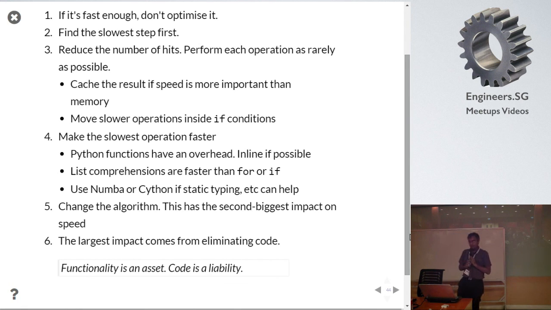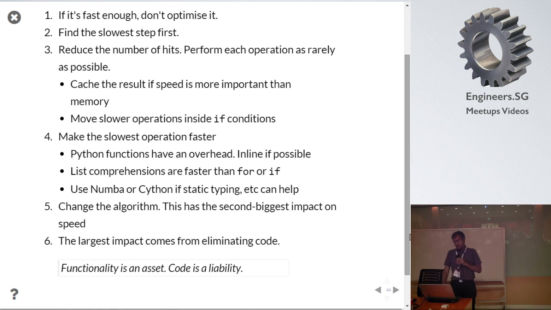But most importantly, the second best improvement that you can ever have is by changing the algorithm. Your brain is a better optimizer than any of these. I say second best because the best improvement is by eliminating that code completely. There's nothing quite as good as not having code. And code, remember, is a liability. Functionality is the asset. If you can somehow deliver it without having to write a line of code, that's the best thing.